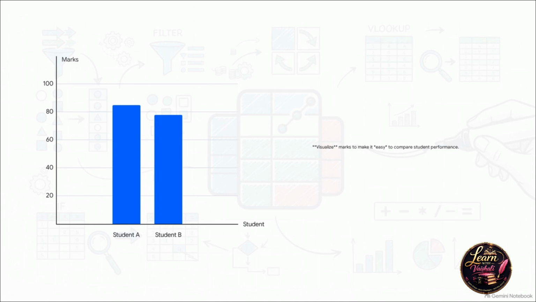Just think about a student marks comparison chart. You can immediately see which students scored higher just by looking at the physical height of the visual bars. There's no mental math required. You don't have to squint at raw data or compare individual digits. The visual simply tells the whole story in a fraction of a second.